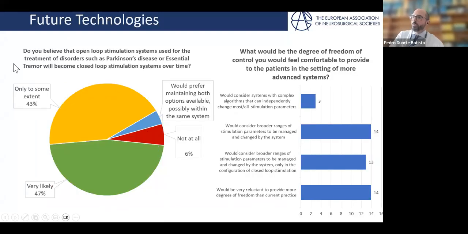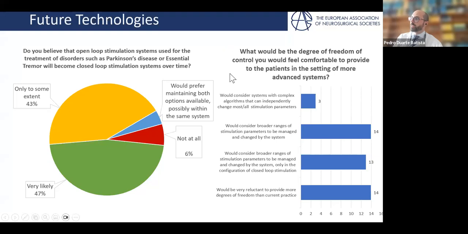And finally, we asked if respondents believe that open loop will move on to a closed loop in the most used indications. And 47% think that is very likely, that systems will become closed loop. And 43% of people think only to some extent. Only 6% think that that won't happen at all.